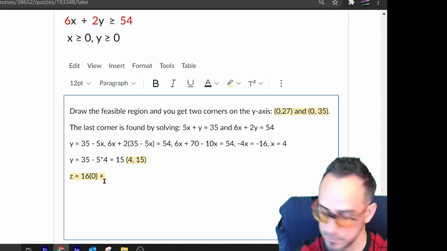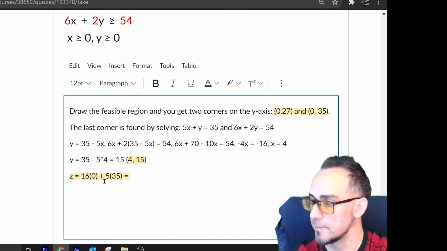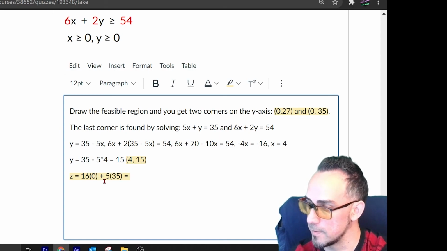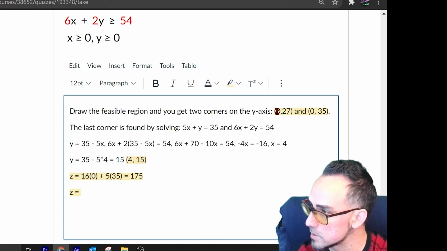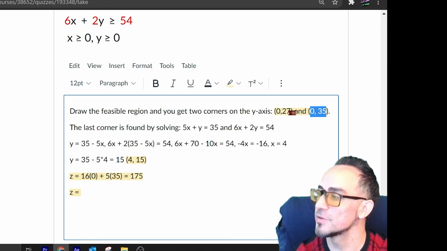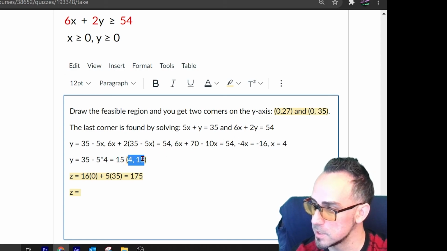But 16x plus 5y, so 5 times 35, that's 150 plus 25. What's that, 175? Okay, so that's one of them. And then the other one, notice how I don't need to plug in (0, 27) because it's smaller than (0, 35). So I know that (0, 27) is not going to be my maximum, because this one has a bigger y value. My last value to consider is (4, 15).